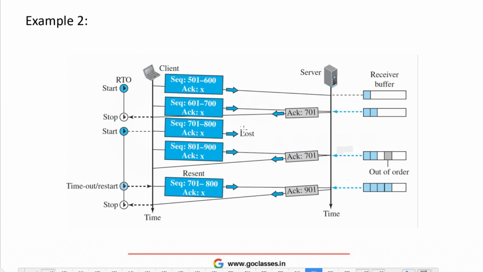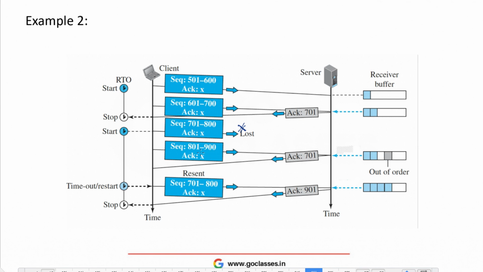Suppose this packet is lost, and then you send the next packet, then the receiver or the server will send the ACK and also will store this packet. Now just see here, the packet from 5 till 600 has been received. Now the packet till 700 has been received. Now the receiver is waiting for the packet that starts with 701, or the sequence number 701. But the receiver has just got the packet that starts with 801.